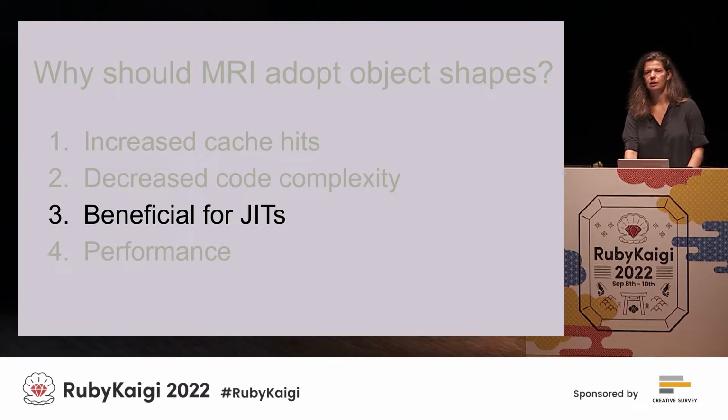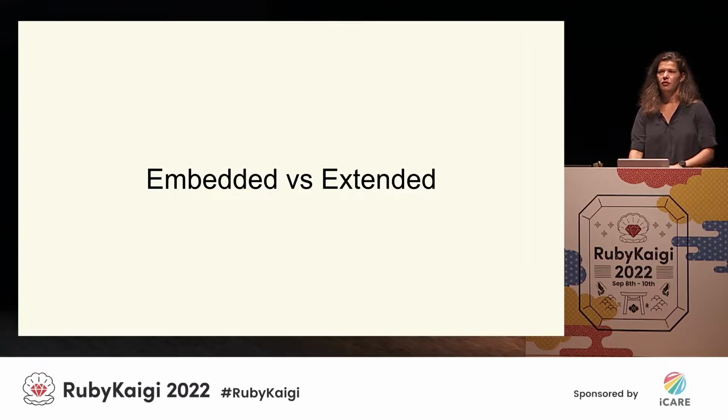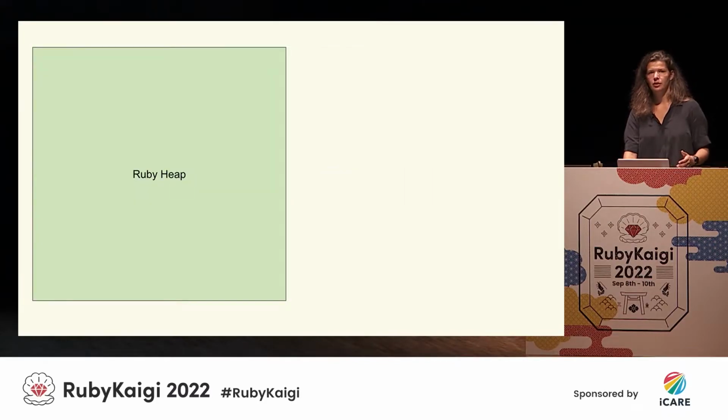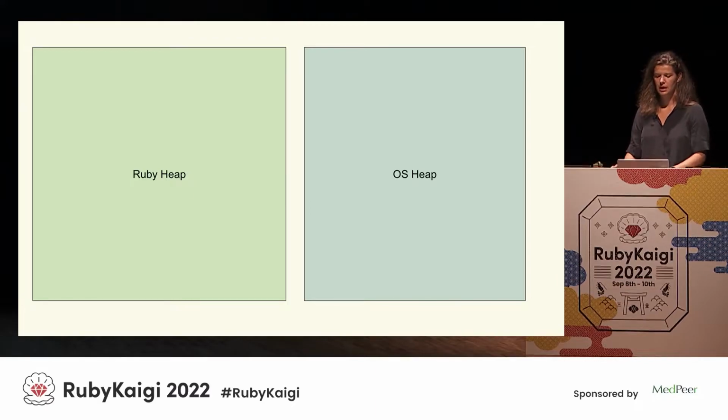The next thing I want to discuss is how object shapes is beneficial for JITs, to echo what both Kokubun and Maxime have already discussed. Before we get into that, we need to understand this concept of embedded versus extended. So what does it mean when people say an object is embedded versus extended? As quite a few folks have discussed already in RubyKaigi, we have our Ruby heap, which is our main Ruby memory, and we have an OS heap, which has secondary memory available to us.